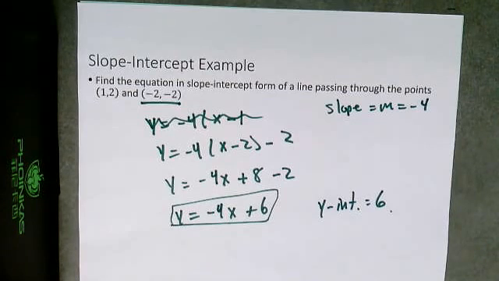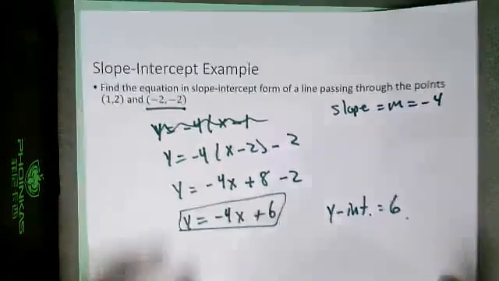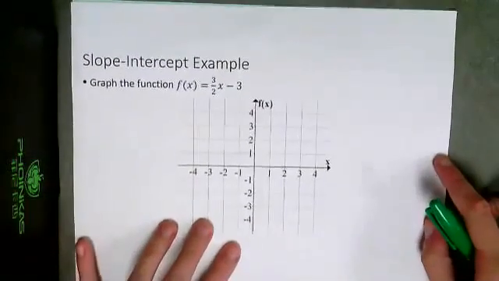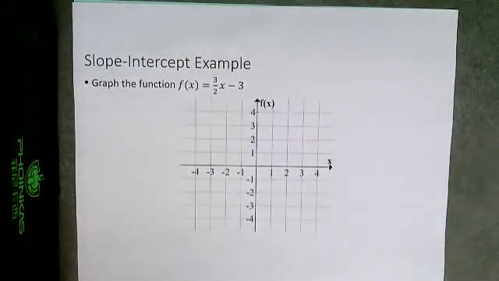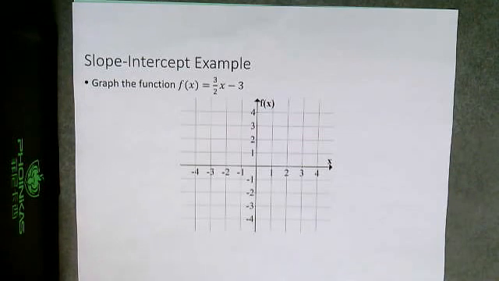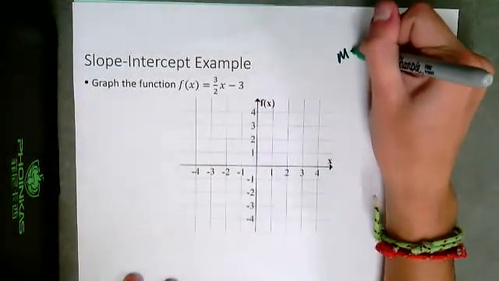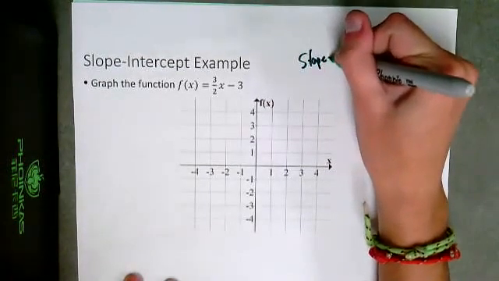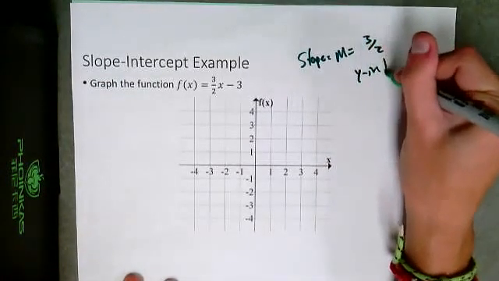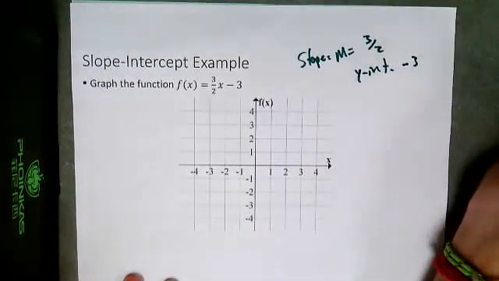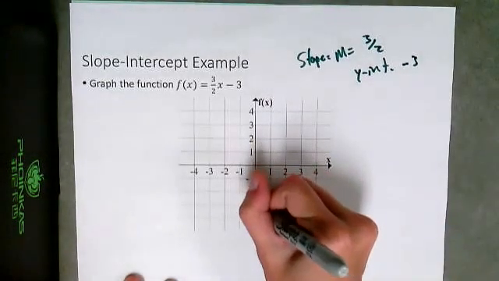All right, lines are nice and easy and straightforward. So now let's go with another example. Graph the function f of x is equal to 3/2 x minus 3. Well, this gives us the slope-intercept form. So our slope, m, is equal to 3/2, and our y-intercept is -3. So a y-intercept of -3, that's one point.